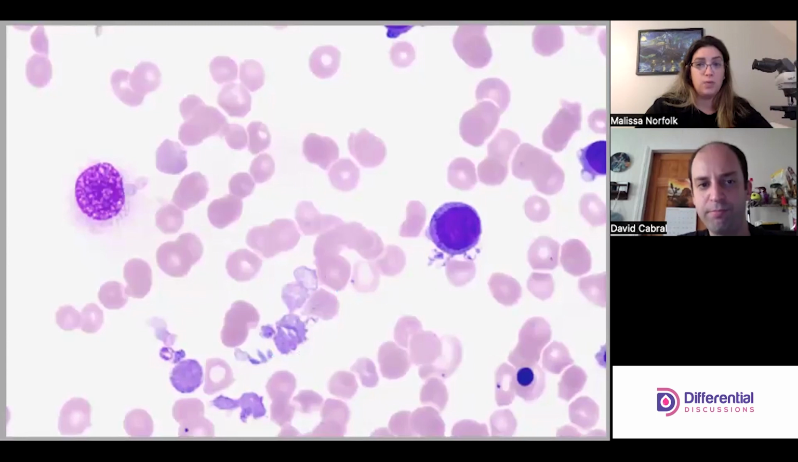They are not normal looking. They're giant. This is a whole platelet here. Then you've got another one here. They're just really, really bizarre looking.